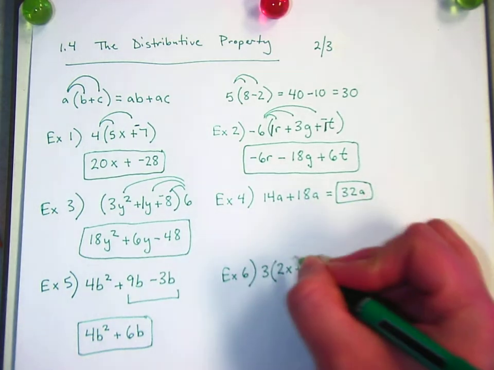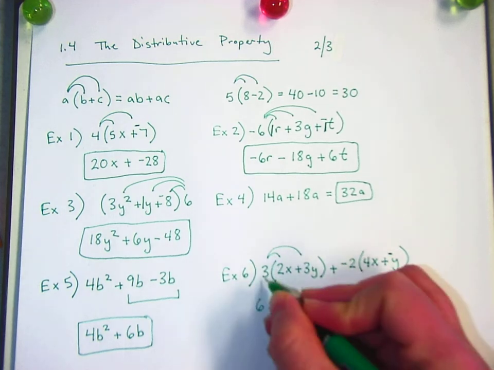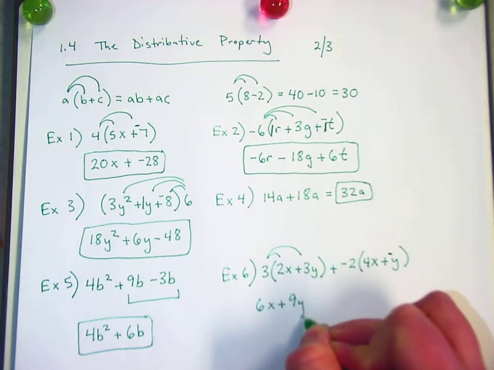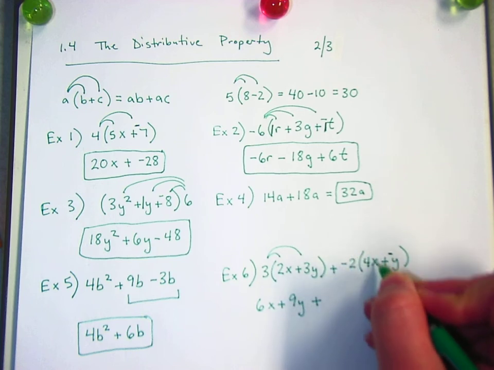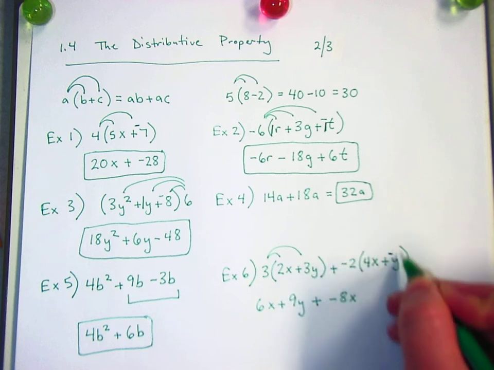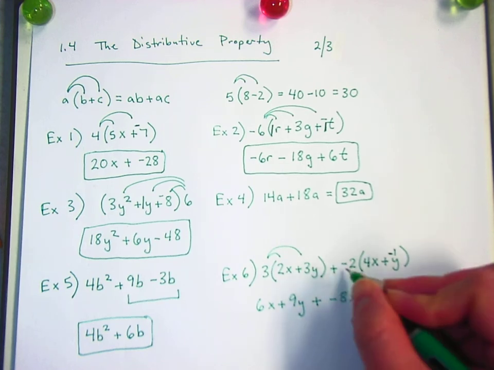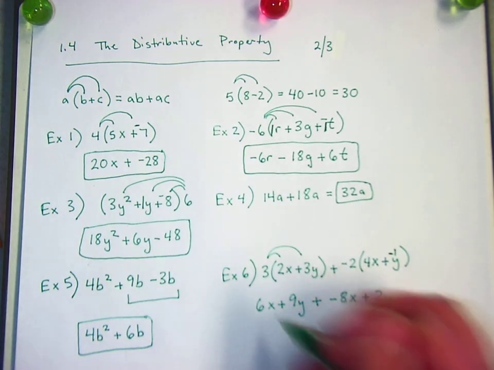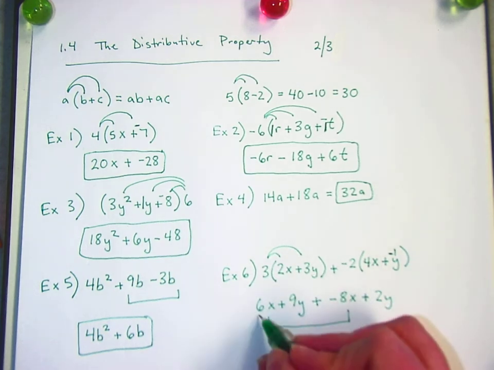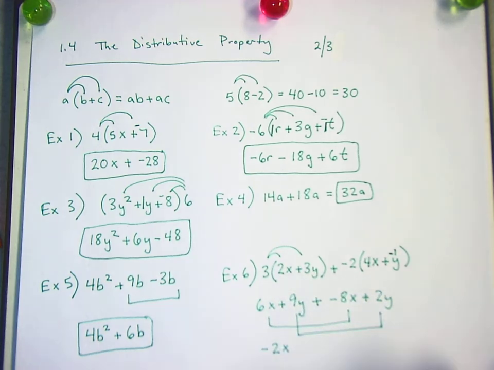All right, I'm assuming you did it. 3 times 2 is 6, 6x. 3 times 3 is 9y, plus negative 2 times 4x is negative 8x. And a negative 2 times a negative, there's nothing there, so I'm going to assume it's a 1. Negative 1y is a positive 2y, because a negative times a negative is a positive. Then I'm going to put the x's together, and 6 and negative 8 makes negative 2x. And then I'm going to put the y's together, and 9 and 2 makes 11y.